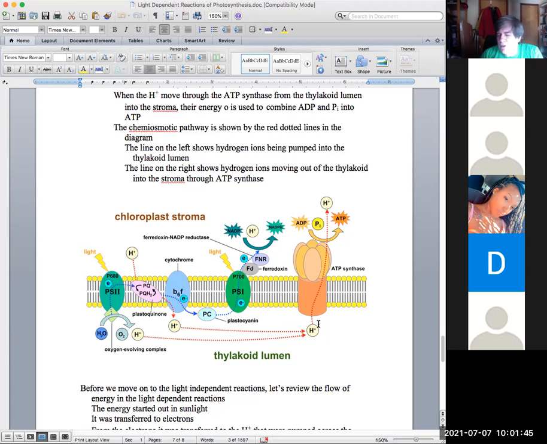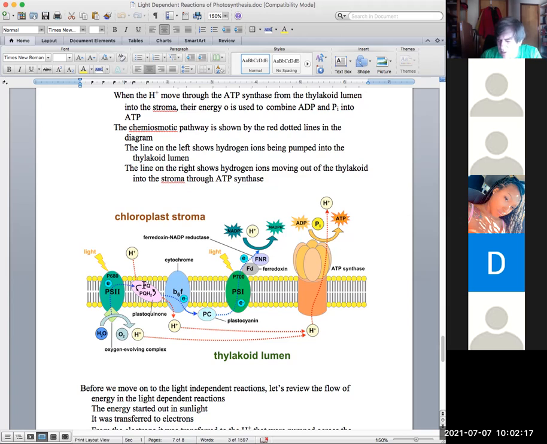Now, when the hydrogens go out, because there's so many inside, it's kind of like one of those scenes where a crowd is trying to get out through a few doors. There's all this pushing and shoving. These hydrogens have a lot of energy. And when they go out, that energy is used by ATP synthase to take ADP and phosphate and combine them to make ATP. So this is how we actually make the ATP during cyclic photophosphorylation and non-cyclic.